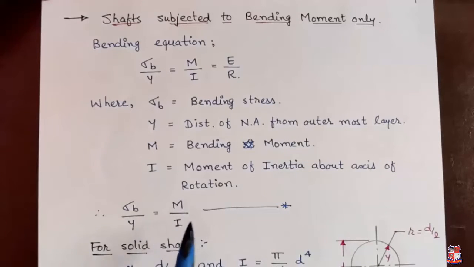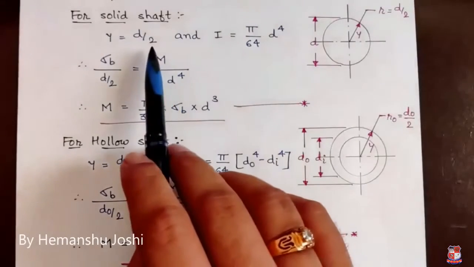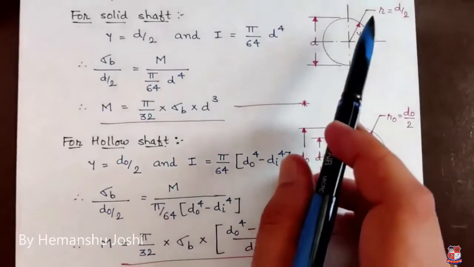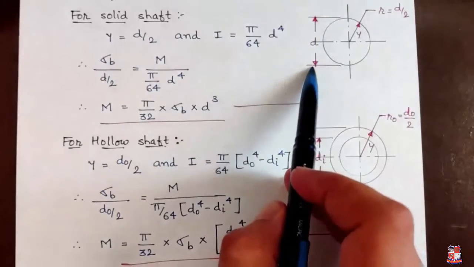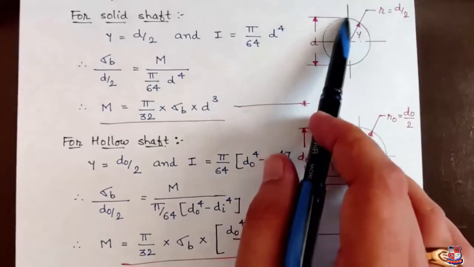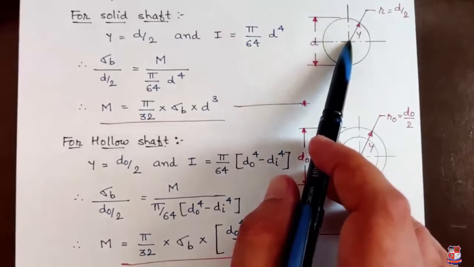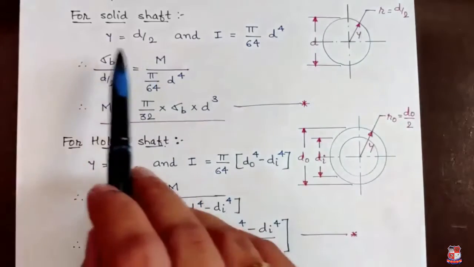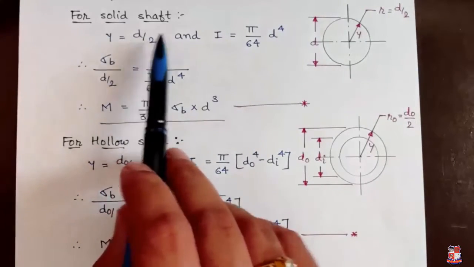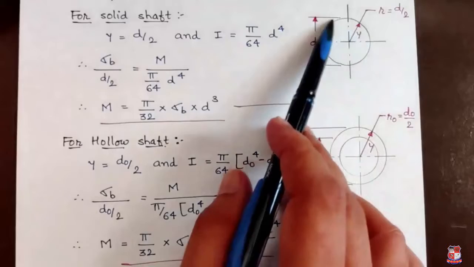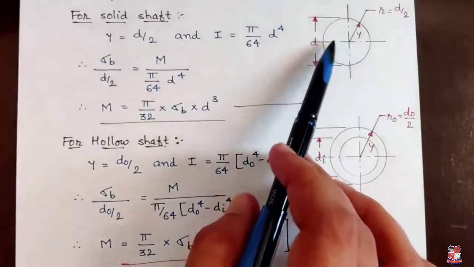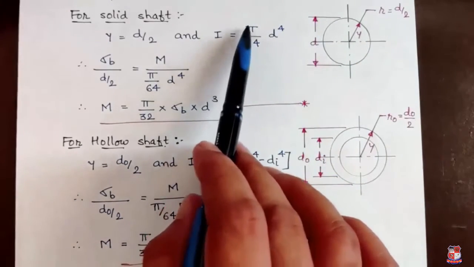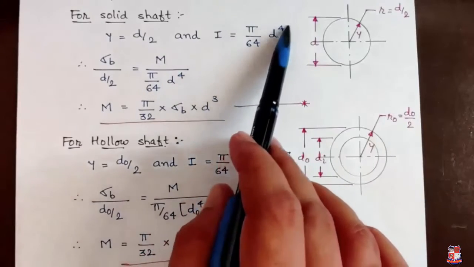Now again this theory will be divided in two portions, that is for a solid shaft and for a hollow shaft. Now for a solid shaft, let us consider one cross sectional area having diameter d. So the distance of the extreme layer from neutral axis or axis of rotation will be the radius r, that is d by 2. So y is equal to d by 2 and I, for this circular cross sectional area, the moment of inertia will be pi by 64 into d raised to 4.